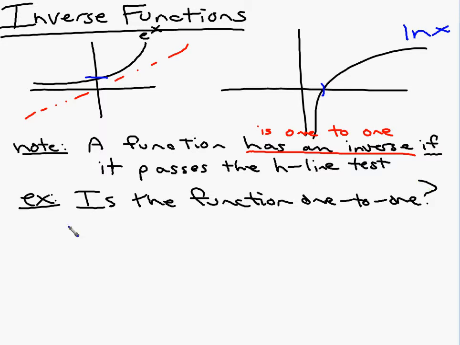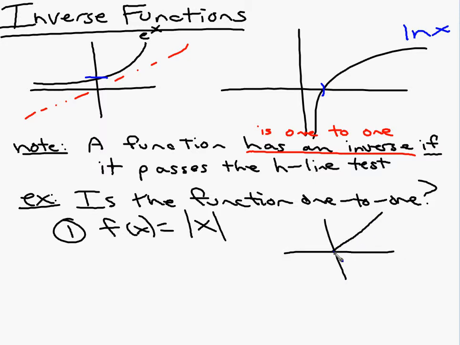So let's go back to one of our family members. F of x equals the absolute value of x. So what's the answer? Do you remember what that function looks like? Do you have a visual image in your head? The visual image should look something like this. Right? So does it pass the horizontal line test? No, it does not. So, no, that one is not one-to-one.